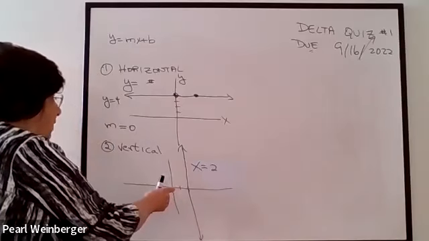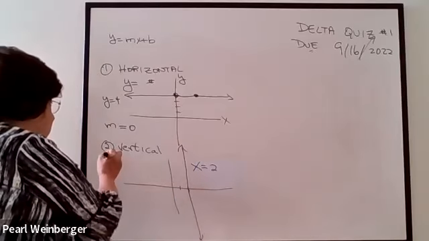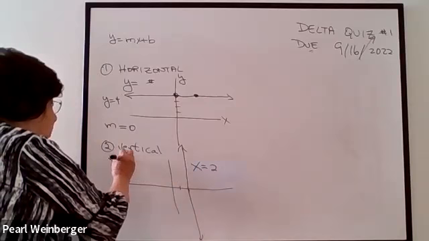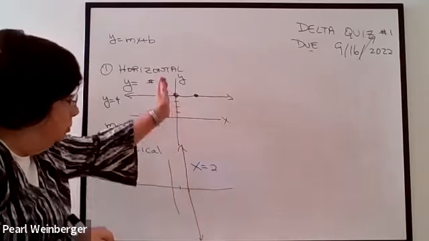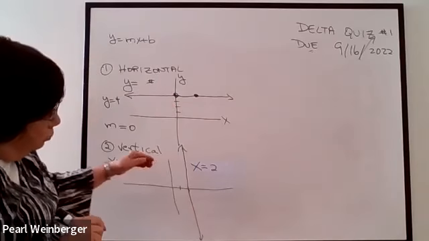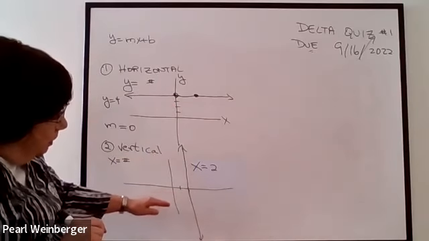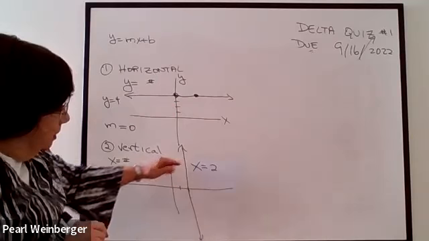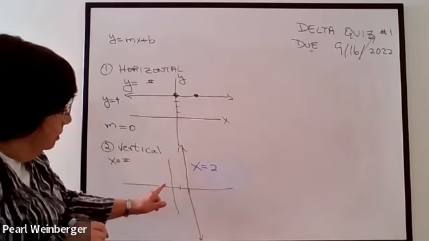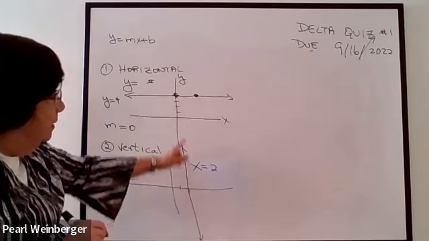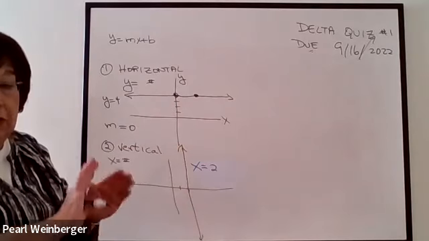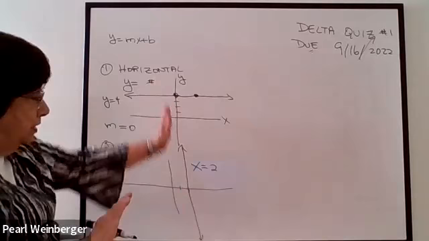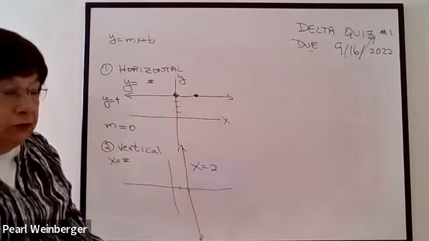We know x equals a number is the equation of a vertical line. This is crossing through 2, so it's x equals 2. Because to get to this line, you have to go 2 to the right. Then you can go up or down, but your x is always going to be 2. All the points on this line are going to have x equals 2.